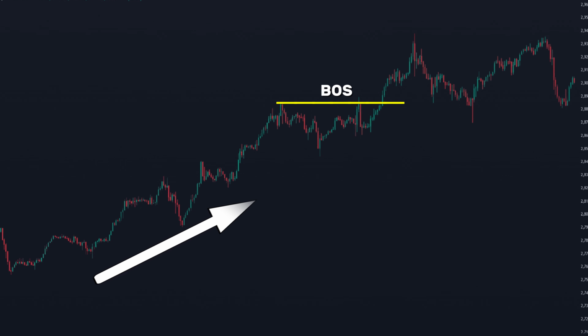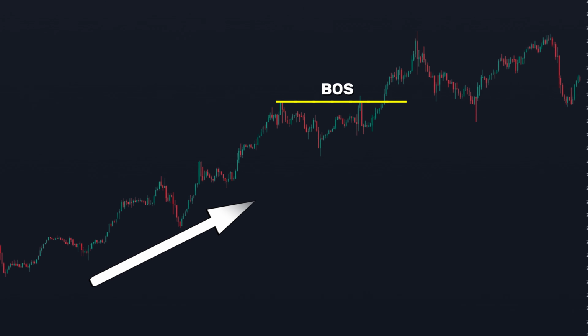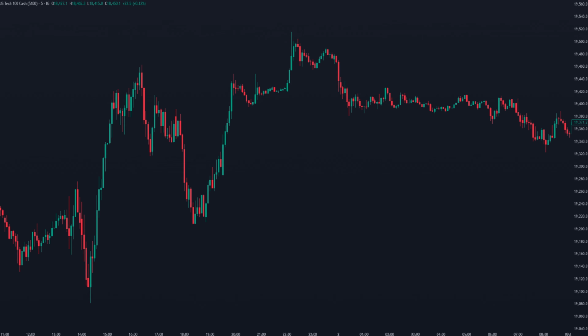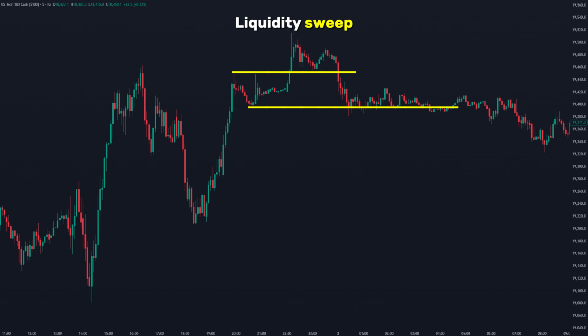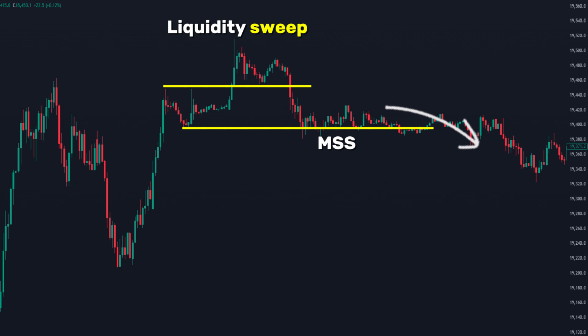But without combining it effectively with a market structure shift, it's harder to capitalize on this knowledge. By understanding market structure and identifying liquidity, we can anticipate these liquidity sweeps, and that sets us up perfectly for the next crucial step, using a market structure shift after a sweep as our confirmation. This is how we start creating powerful price action entry techniques. It's a science with a proven formula.